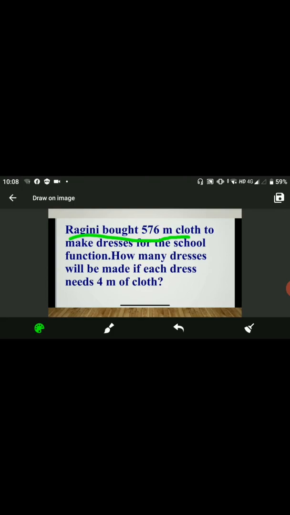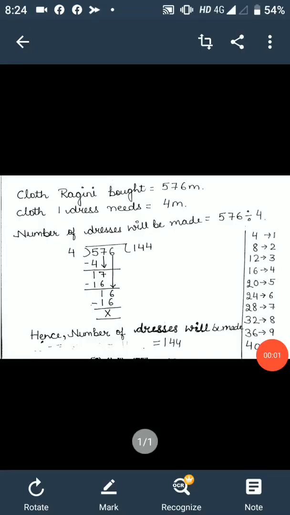Then we will see the next number. It is in this line. So cloth needed for one dress will be equal to 4 meters. Then how many, means number of dresses will be made, is equal to 576 divided by 4. Now see, I have written cloth Ragini bought is equal to 576 meters. Cloth one dress needs is equal to 4 meters. Then number of dresses will be made is equal to 576 divided by 4.